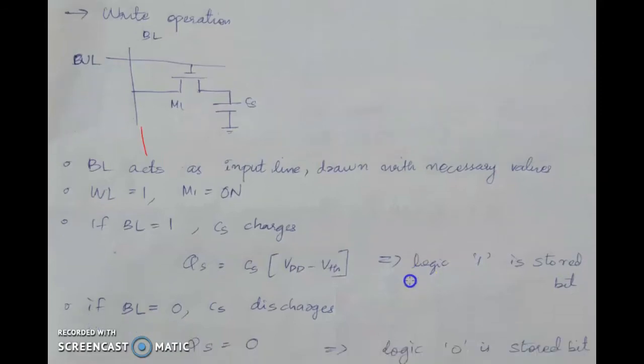When BL is 0, it means the bit line is connected to ground. What happens? The charge across the capacitor will be pulled down, and as a result the capacitor discharges, the charge across the capacitor is 0, and logic 0 is stored. So this is how the write operation takes place.